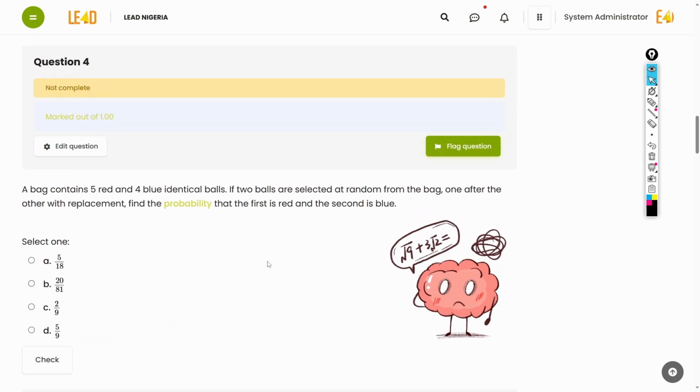Okay, question 4. A bag contains 5 red and 4 blue balls. They are selected one after the other with replacement. So 5 red and 4 blue balls. Let me draw 5 red balls and 4 blue balls.